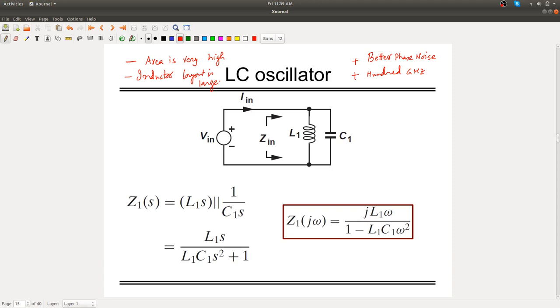But this is the theory which we have studied in school. And rather than going in terms of voltage and current, if you remember from school time, we used to design or derive an impedance, and we used to call this one the driving point impedance.